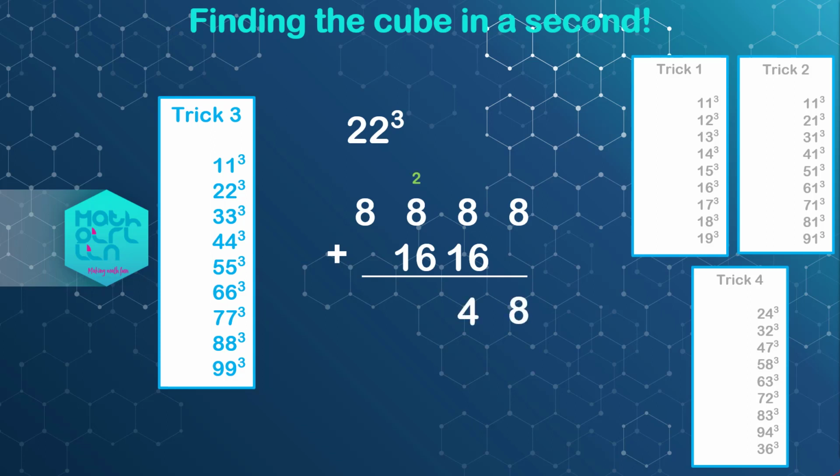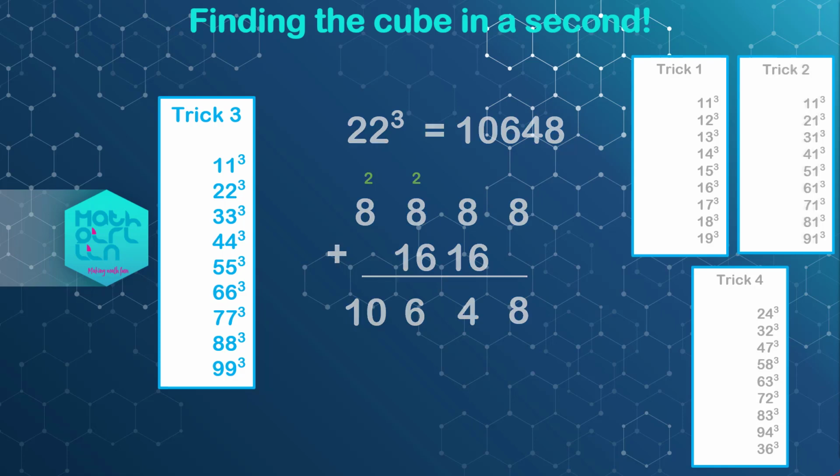Write 24, carry the 2 over. Once again, 8 plus 16 is 24, plus the 2 carried forward is 26. Write the 6 and carry the 2 over. And finally, 8 plus the 2 carried forward is 10. 22 cubed is 10648. Wasn't that easy and fun?